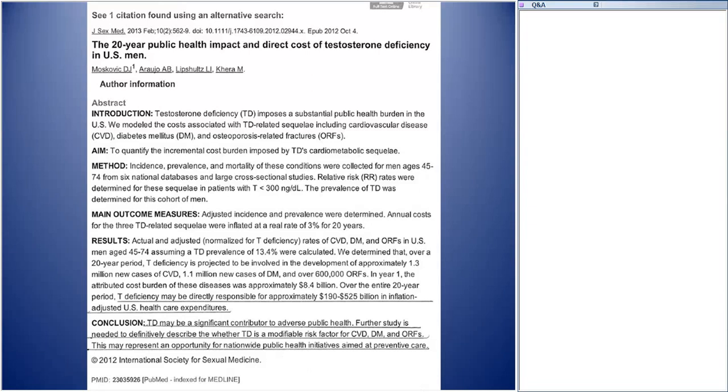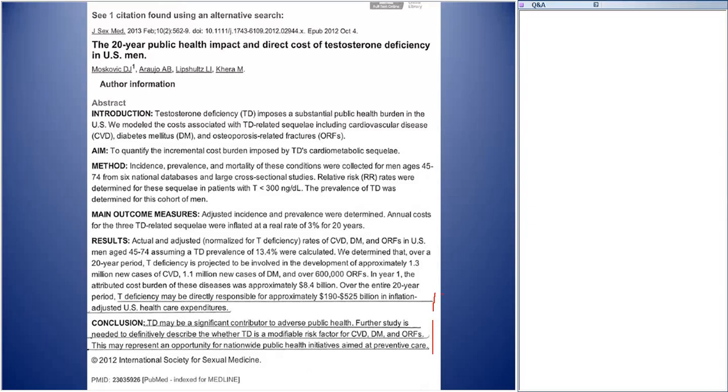article here talks about the impact of testosterone deficiency in men, and that total testosterone may be directly responsible for approximately up to $500 billion of adjusted U.S. healthcare expenditures. Well, that's impressive. Testosterone deficiency may be a significant contributor to adverse public health. And if it truly is, then every one of us should be prescribing testosterone to help prevent that.